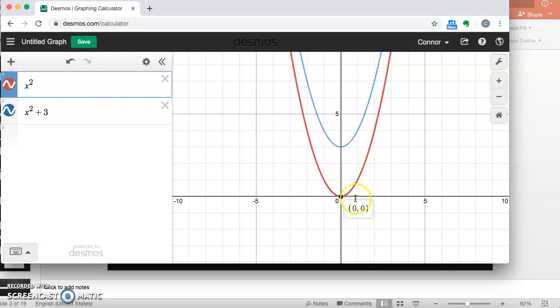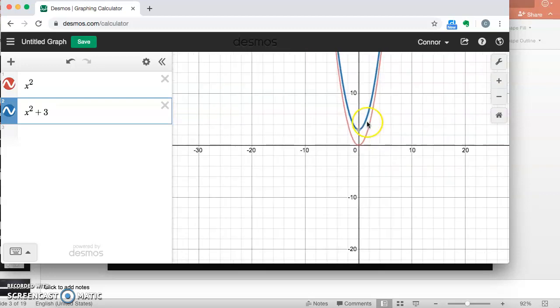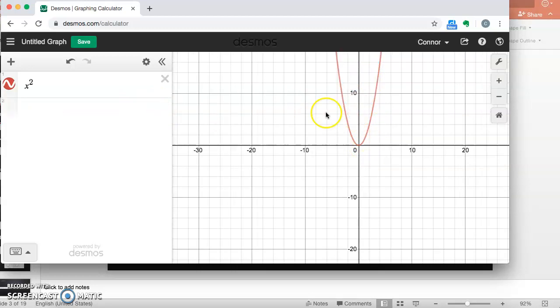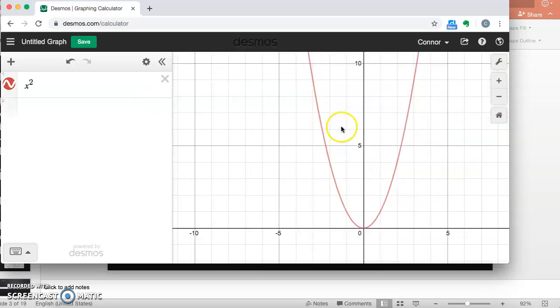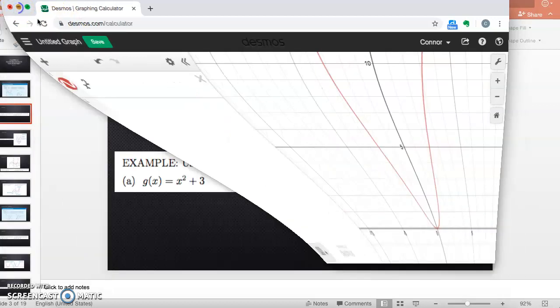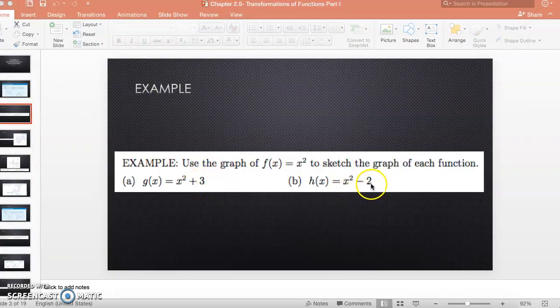We originally had the point 0, 0, and now we have the point 0, 3. So this shifted all these points up 3 units. Now let's look at the other example. We still had this x squared function, but now instead of plus 3, we're saying minus 2.